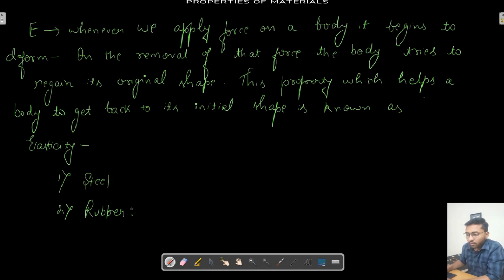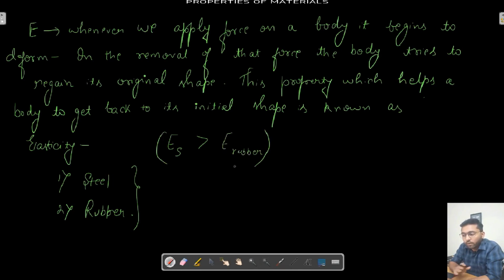But we can compare this with the help of Young's modulus of elasticity, which says that Young's modulus of elasticity of steel is greater than Young's modulus of elasticity of rubber. Therefore, we can say that steel is more elastic than rubber.